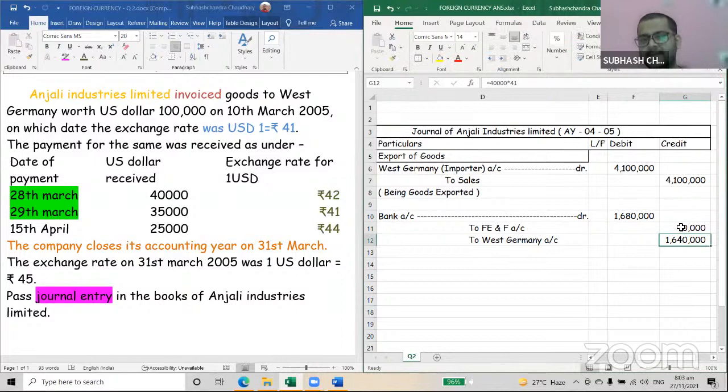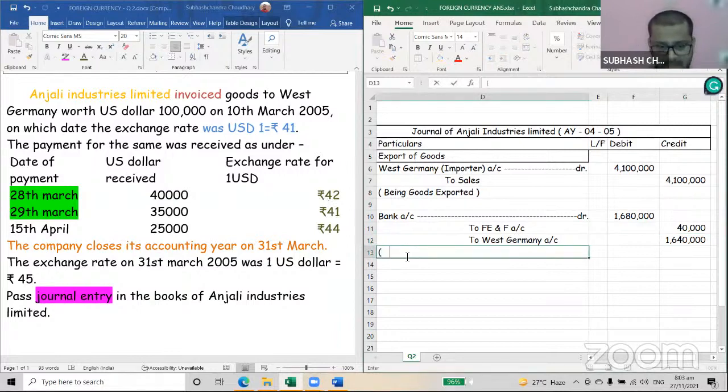Now you can easily understand. See, earlier the rate was 41. Now you will be getting for $1, 42 rupees. So the difference is one rupee, and total dollar is 40,000. So 40,000 into 1. This is your profit.